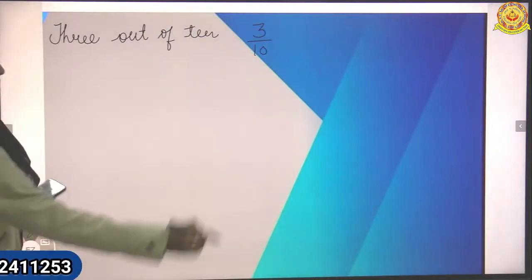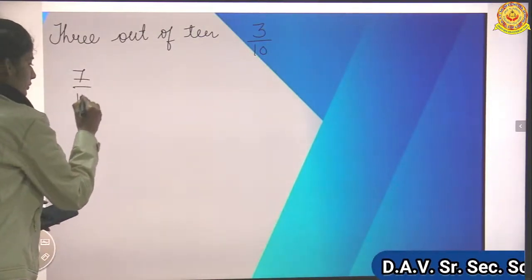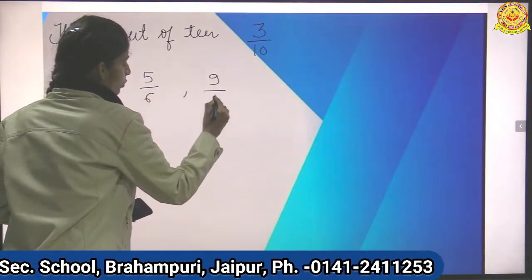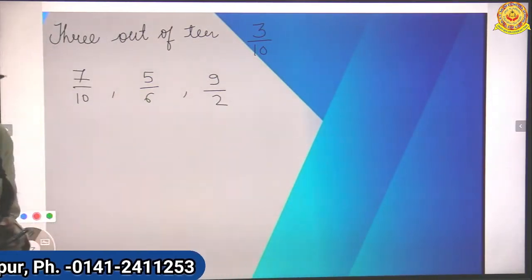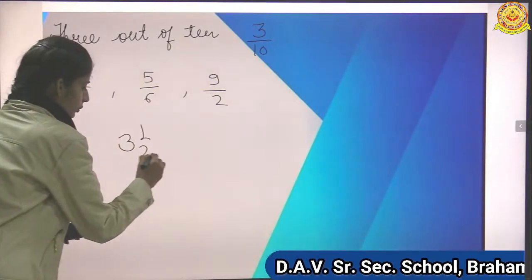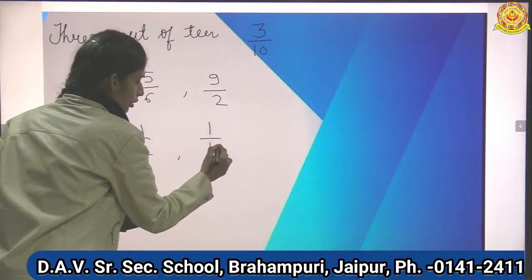You have seen like 7 upon 10, 5 upon 6, 9 upon 2. Sometimes this also we have seen. Sometimes you have seen it written as 1 by 2, 1 upon 4.